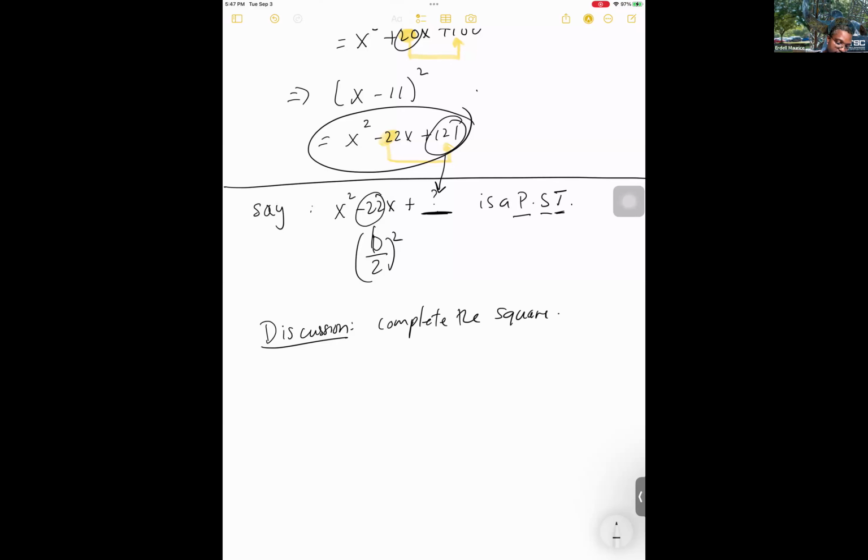I have 3 examples. x squared plus 8x plus, find the last number. Then x squared minus 16x plus the last number. And then the third one, x squared plus 5x plus the last number. For each of these, find the missing value that will complete the square. I'll give you about 2 minutes. Once you have the answer, post it to today's discussion.